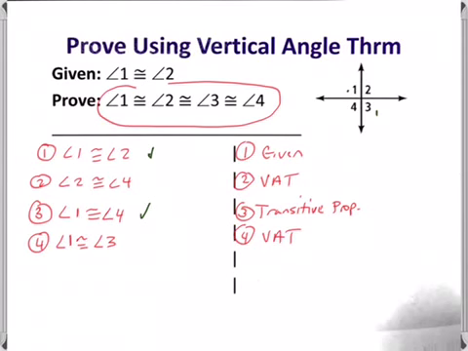Now I've managed to show that angle 1 is congruent to all of the other angles. Well, if angle 1 is congruent to everybody, then everybody must be congruent. So my last step is just going to be my proof statement. Angle 1 is congruent to angle 2, which is congruent to angle 3, which is congruent to angle 4. And we're going to go ahead and say this is a really big transitive property.